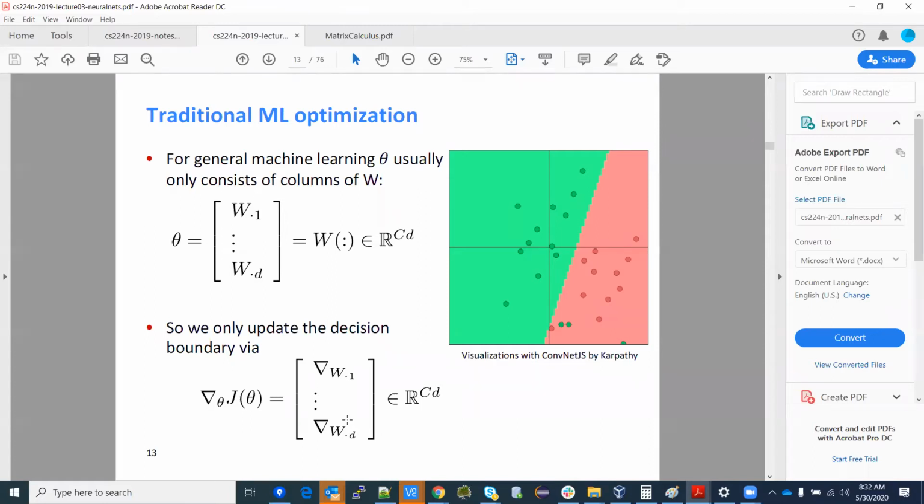So if your dimension, as you said, Joseph, is 2, which is your D, why is it that W.1 also has two values? Because the dot takes the place of C. So for each of your classes, you also have the weight associated with your feature. Yes. Okay.